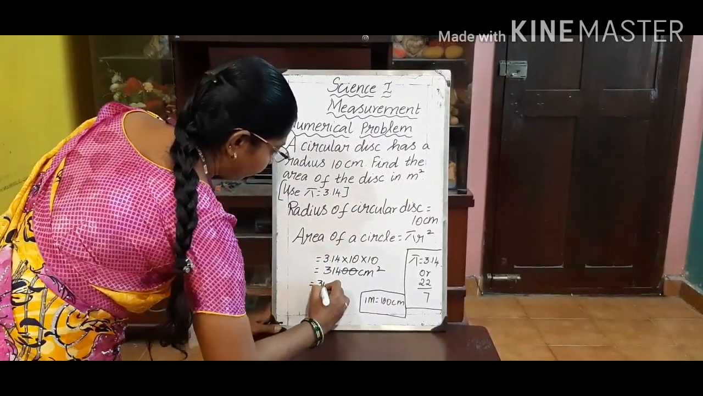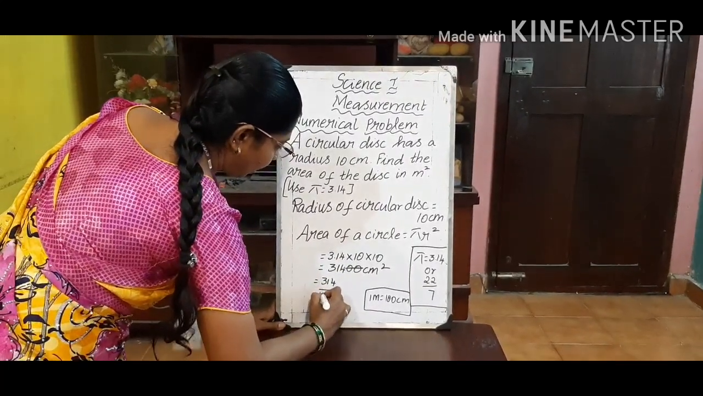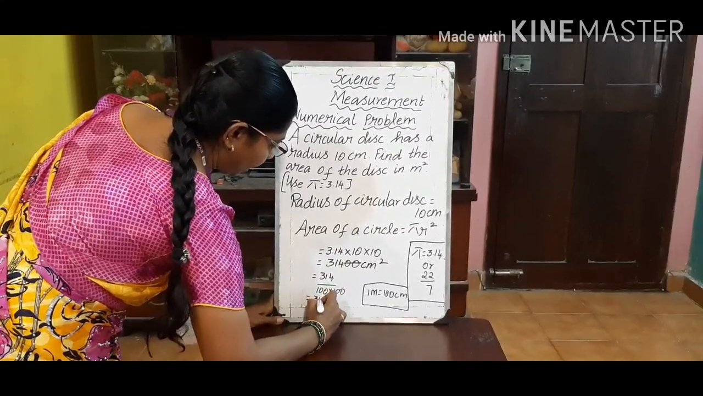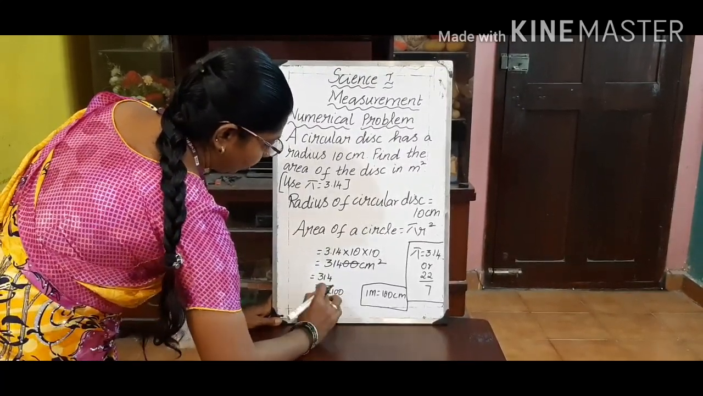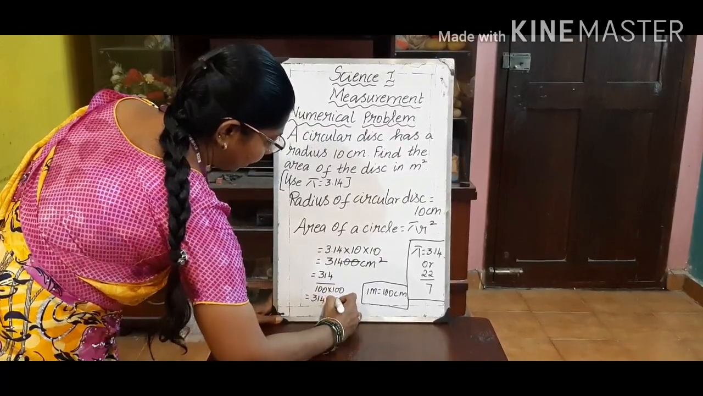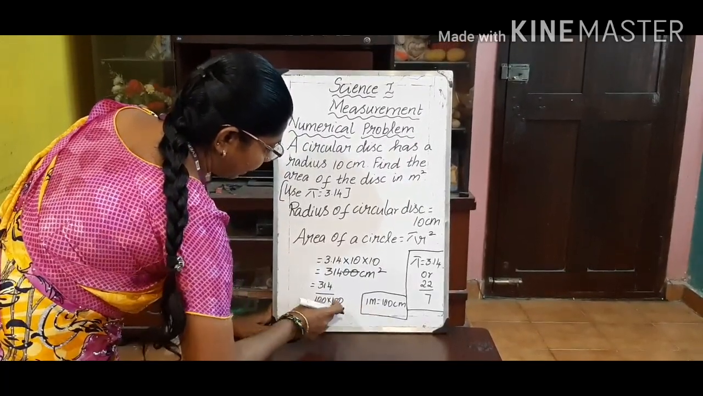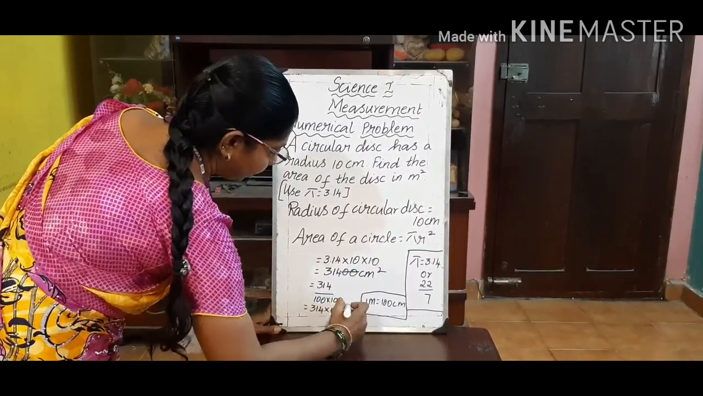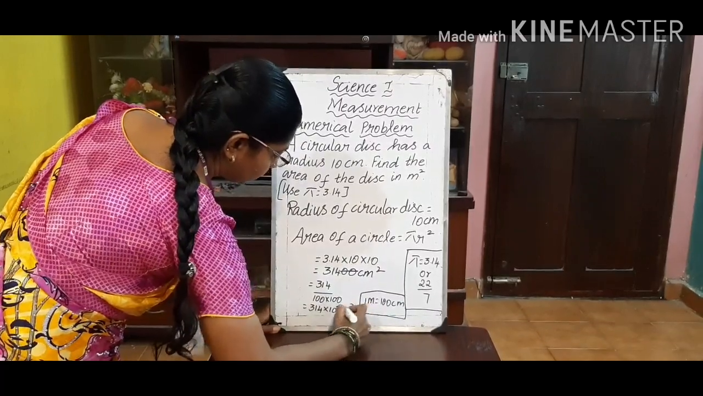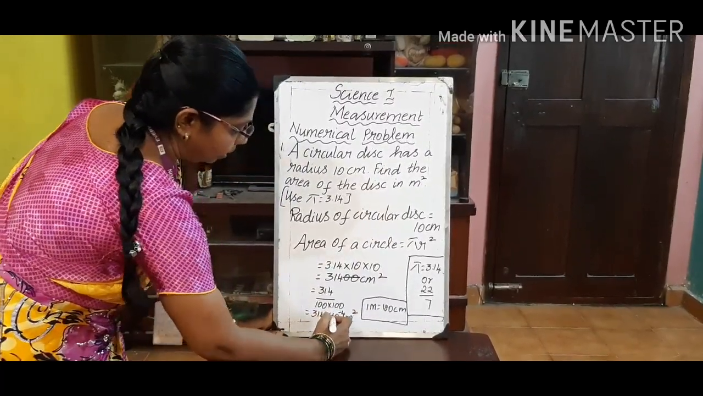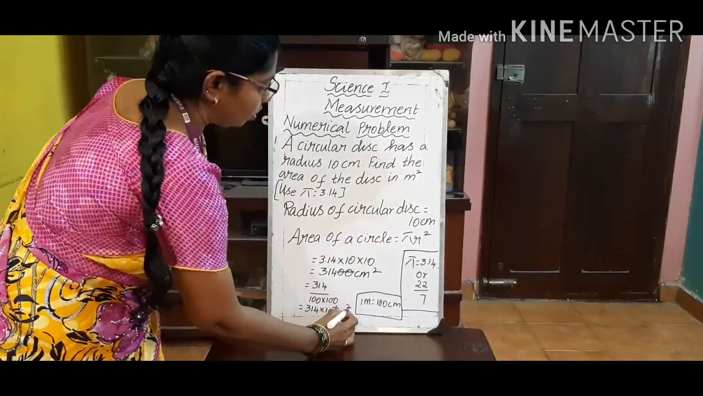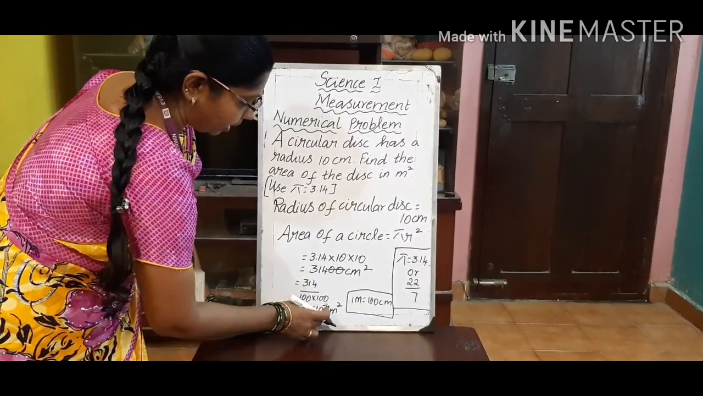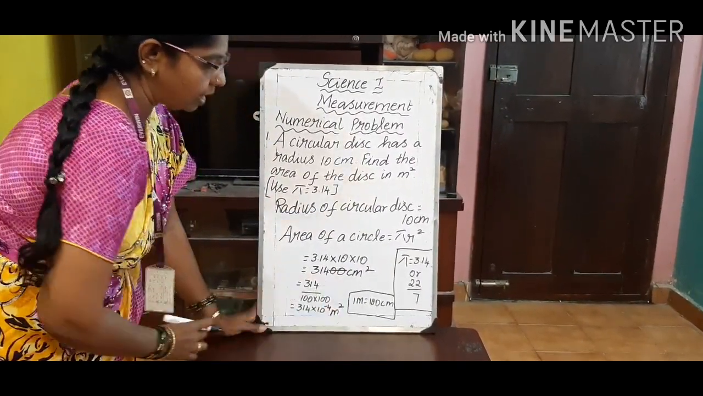So 314 by 100 into 100. That is equal to 314 into 4 zeros are there. So 10 to the power of 4. When you take this 4 to the numerator, this plus will become minus. Then meter square. So answer is 314 into 10 to the power of minus 4 meter square. So the area of the disc is 314 into 10 to the power of minus 4 meter square.